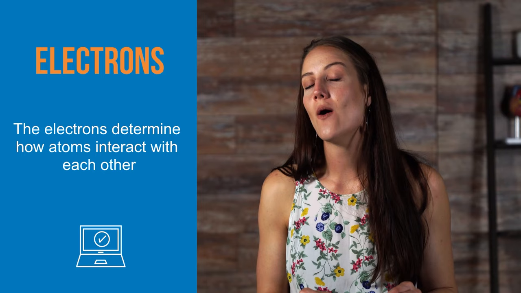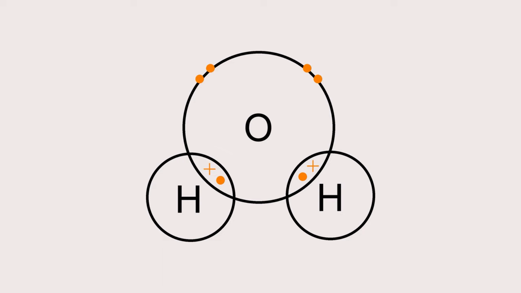The electrons determine how atoms interact with each other. Atoms can share electrons to form molecules, which are particles made up of many atoms. Water is made up of two hydrogen atoms and one oxygen atom. These three atoms share electrons.